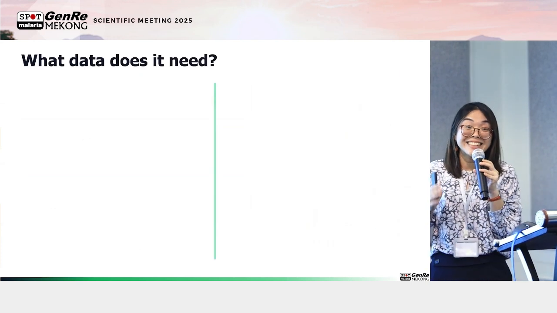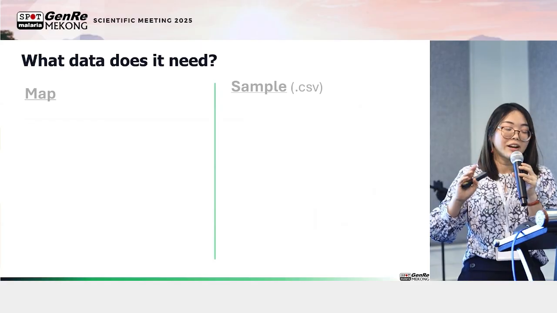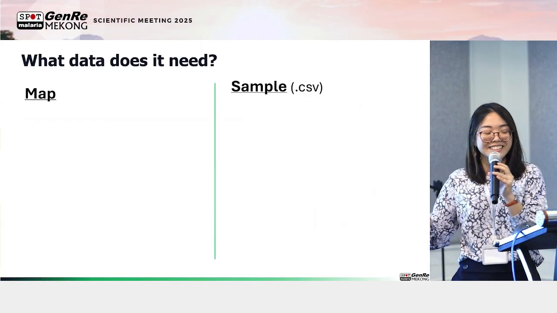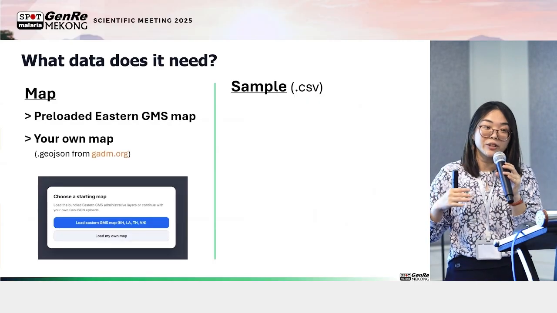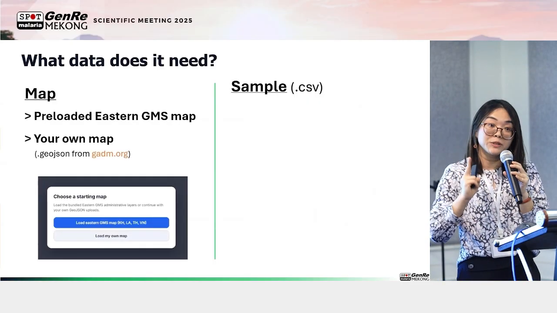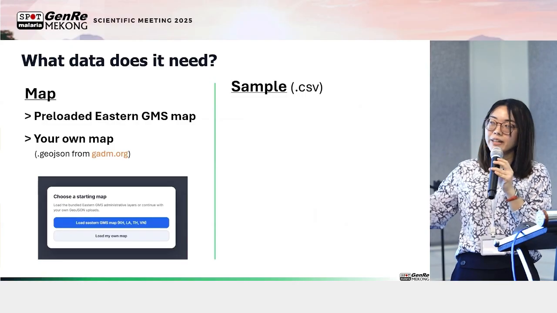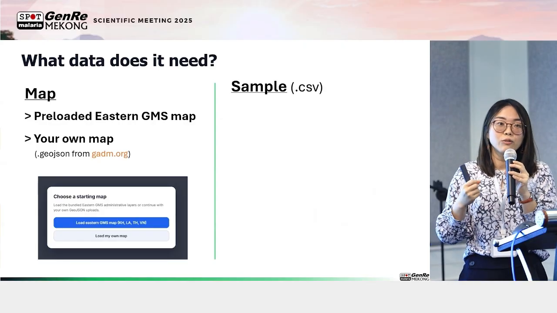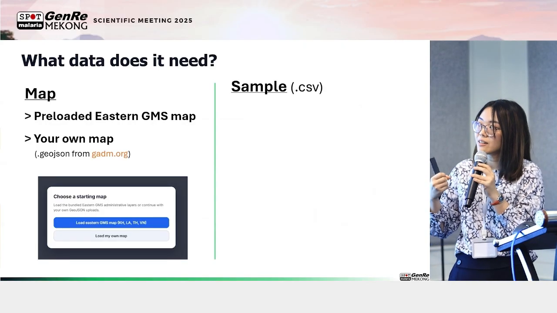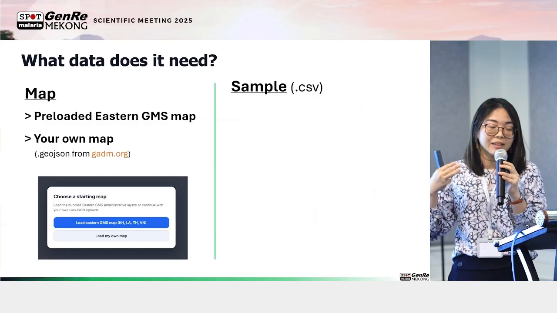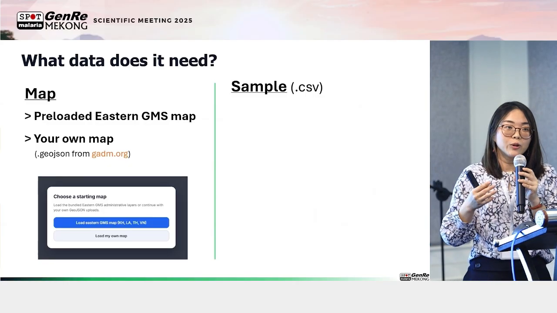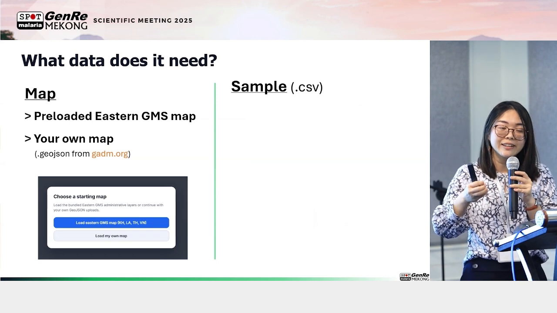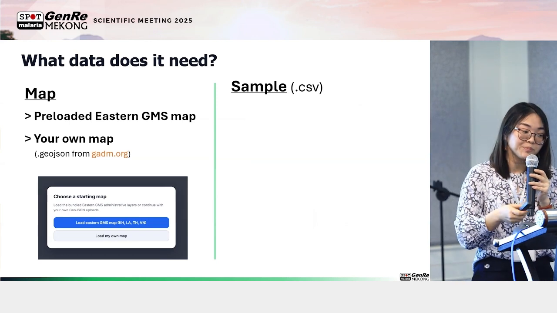Okay, so what data does it need? There are 2 main parts. It needs a map and it needs your sample data. Currently, for the map, there are 2 options. You can already load up the map of the Eastern GMS that has 4 countries of Thailand, Cambodia, Vietnam, and Laos. And if you have your data sets for these countries, you put your data set in, then it's already plotted on the map.